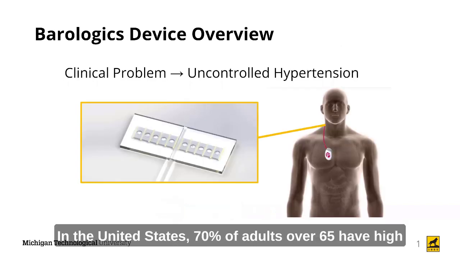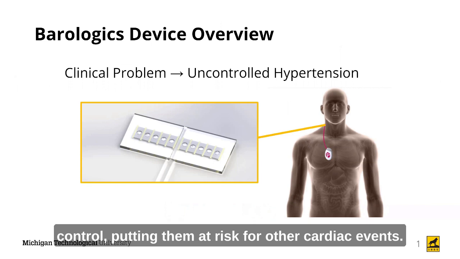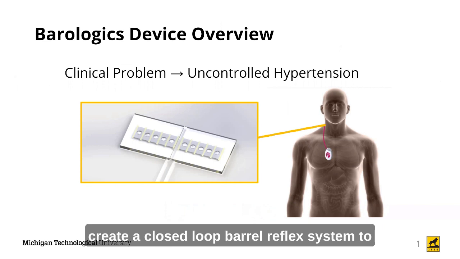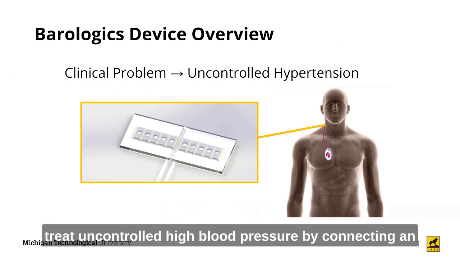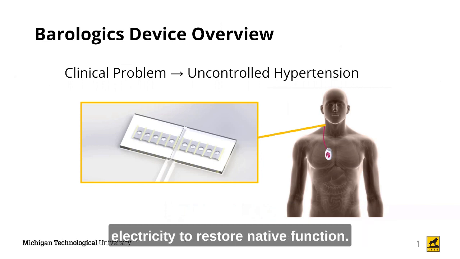In the United States, 70% of adults over 65 have high blood pressure, and many of those do not have it under control, putting them at risk for other cardiac events. The sponsor's goal with the device is to create a closed-loop baroreflex system to treat uncontrolled high blood pressure by connecting an electrode to the carotid sinus nerve and supplying electricity to restore native function.